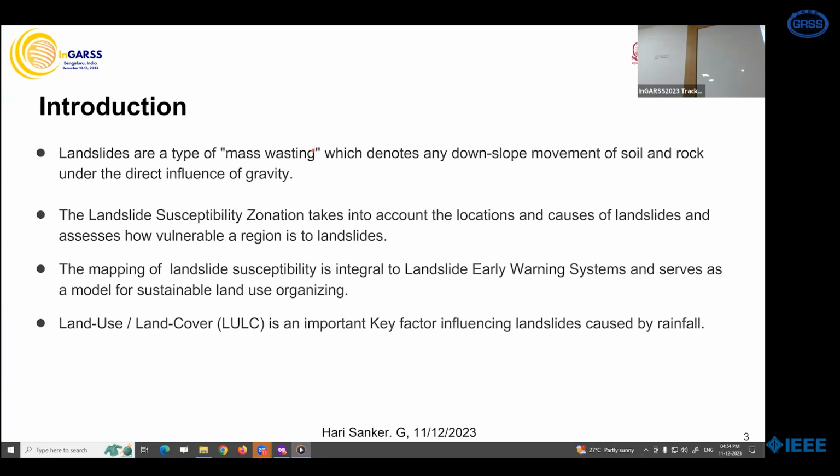Landslides are basically the result of the downflow of rocks and other debris under the influence of gravity. Landslide susceptibility simulation takes into account the various conditioning factors that lead to landslides and measures the probability of a landslide occurring at a particular location. It is very integral to the implementation of early warning systems and serves as a model for sustainable land use planning. Among the various conditioning factors, land use land cover is a key factor as it influences the triggering of landslides by rain in a certain area.